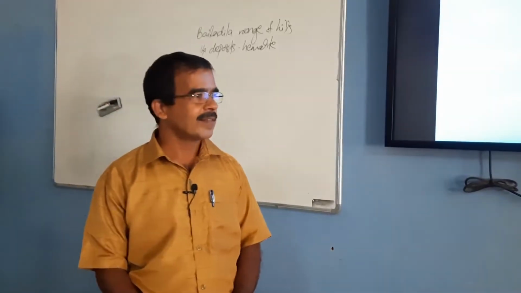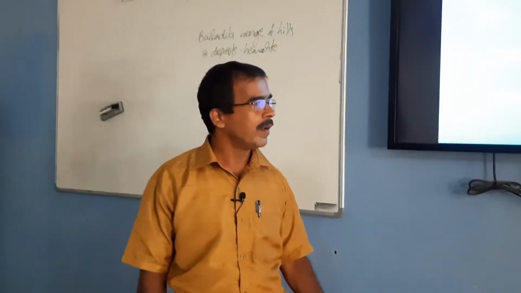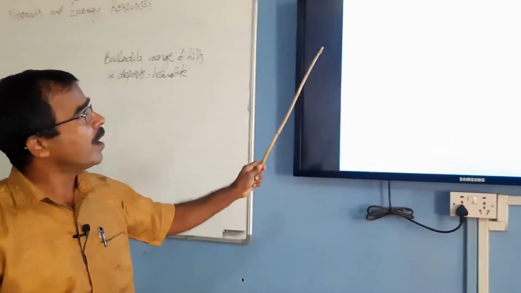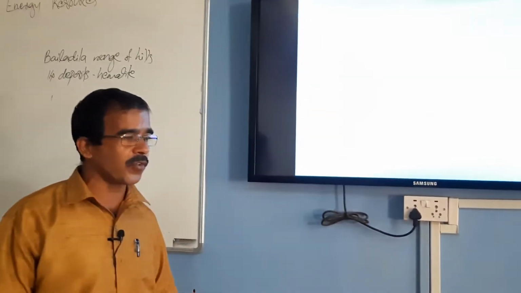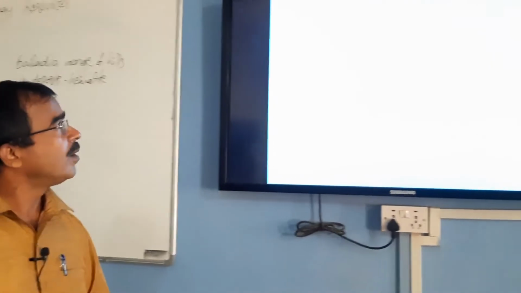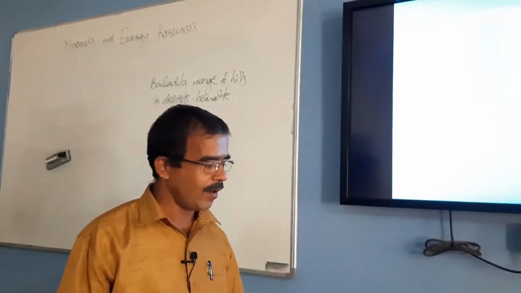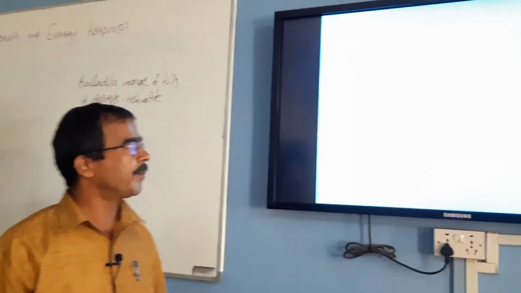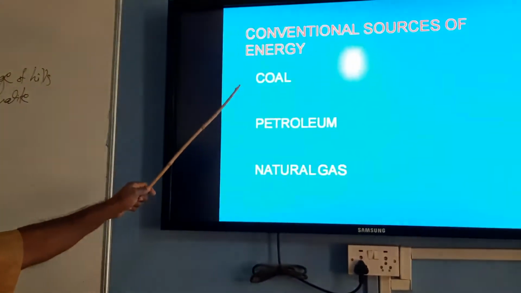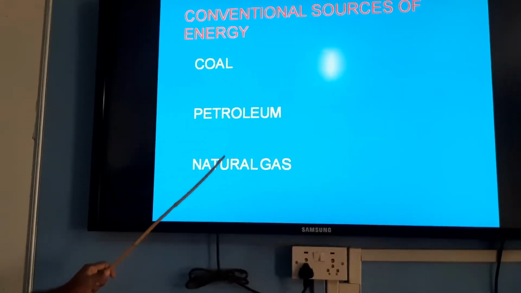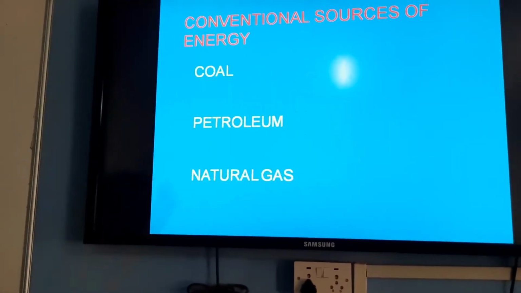Okay students, let us continue our discussion. We studied the differences between conventional and non-conventional sources of energy. So first we will go through the conventional sources of energy available in India. Mainly there are three conventional sources of energy: coal, petroleum and natural gas.